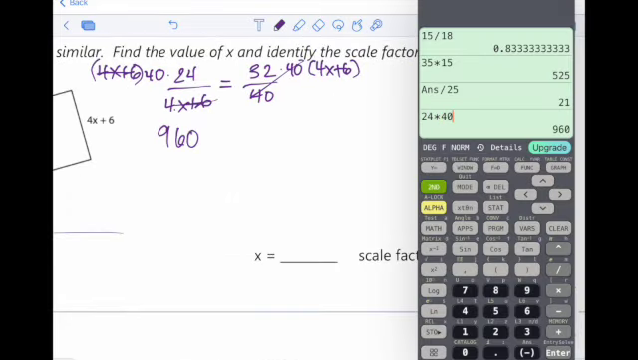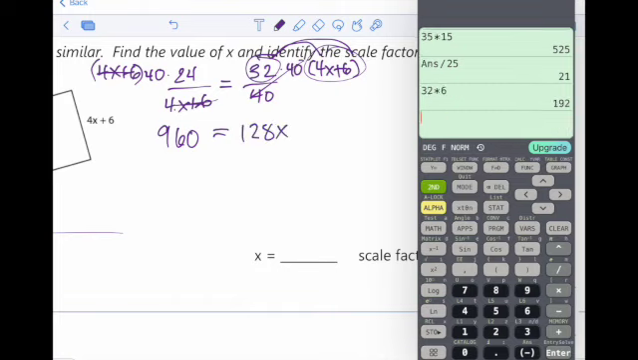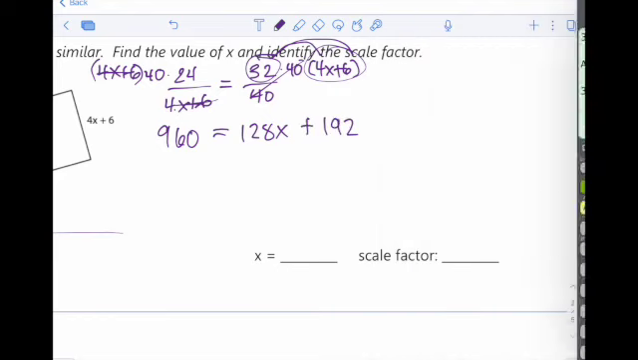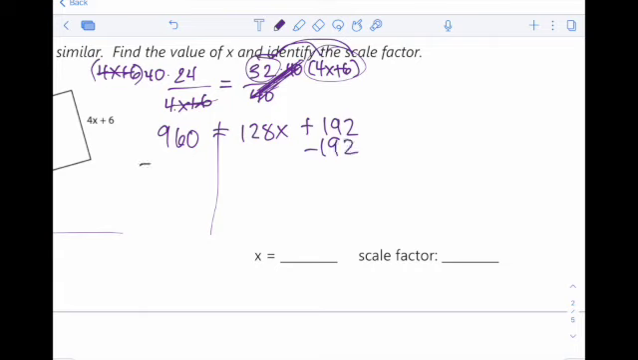960. And then this is the tricky part, guys. We've got to do 32 times this. So you actually have to distribute the 32 times the 4, which is 128x, and the 32 times 6, which is 192. And now it's just an equation. I need to solve it.